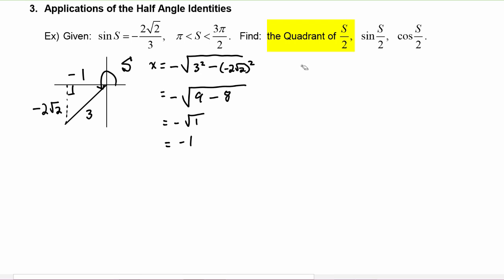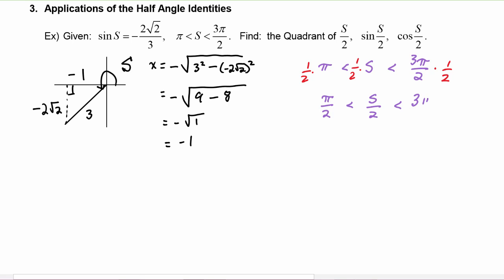The first item that we have to find is the quadrant of S over 2. We were given that S is between pi and 3 pi over 2. So if we want to know the quadrant of S over 2, then we can just take each piece of that inequality and multiply it times 1/2. Then the inequality will become pi over 2 is less than S over 2 is less than 3 pi over 4.